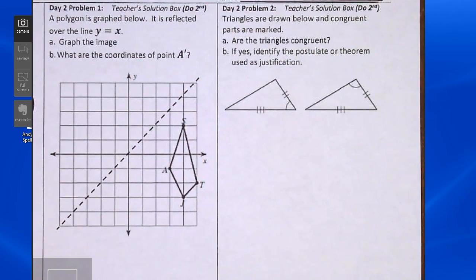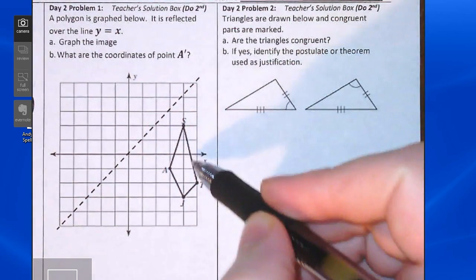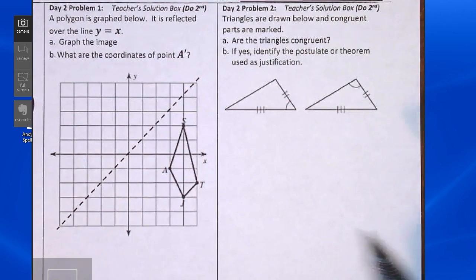Here's day 2, problem 1. A polygon is graphed below. It is reflected over the line y equals x. Graph the image. So the line y equals x is drawn. It's this dashed line with slope 1. We want to take this four-sided shape and reflect it to the other side of the line.